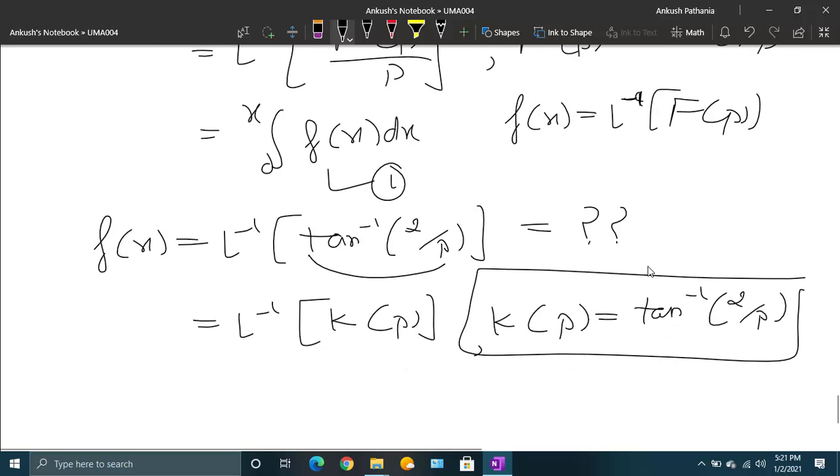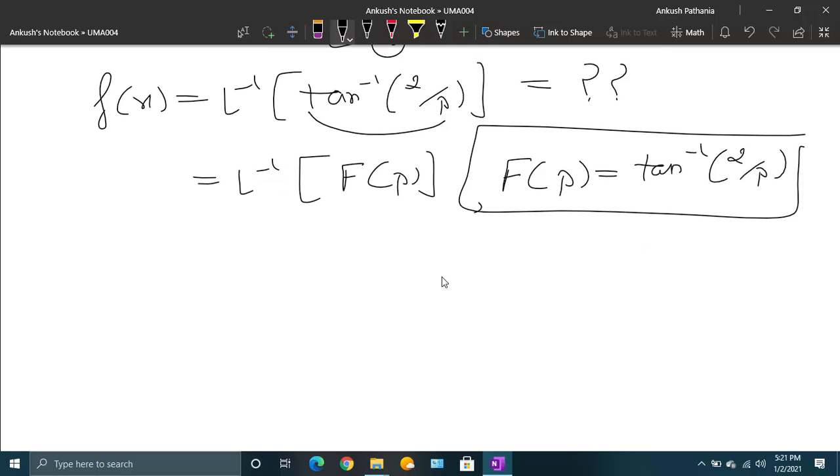So what we can do, this is Laplace inverse, I am writing it Kp, sorry for that, we have considered it earlier, this is Fp, not Kp. I need not take another variable, it is already taken as Fp, and Fp is tan inverse 2 upon p. So for such type of problem we did earlier, we need to take the derivative.